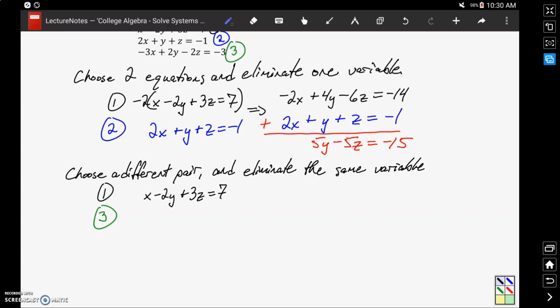So we have our first equation as it was originally written, and our third equation. We have to look at eliminating the same variable. So in order to do that, we'll multiply equation 1 by positive 3, to give us 3x minus 6y plus 9z is equal to 21. And equation 3 remains unchanged.